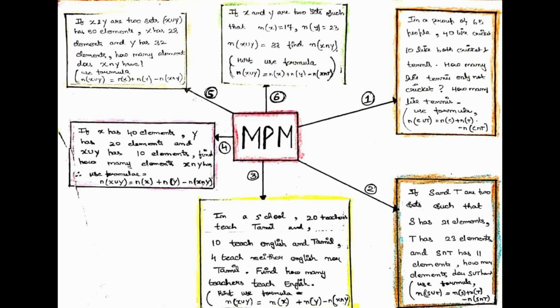Sixth, if X and Y are two sets such that n(X) = 17, n(Y) = 23 and n(X ∪ Y) = 38, find n(X ∩ Y). Here the same formula, n(X ∪ Y) = n(X) + n(Y) − n(X ∩ Y). So in this topic you may get most of the questions with the same formula as we discussed in the MPM.